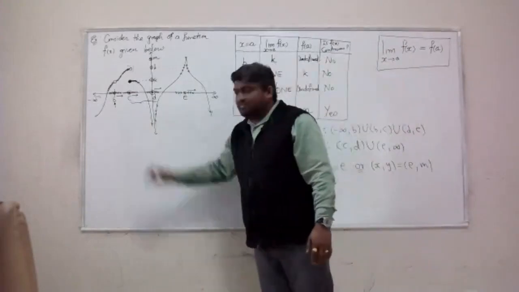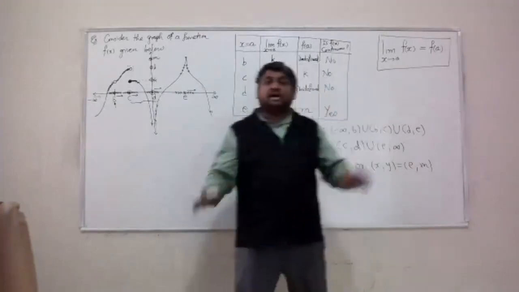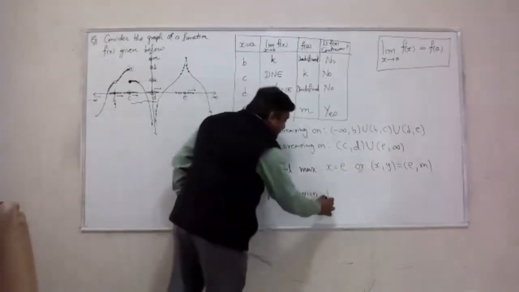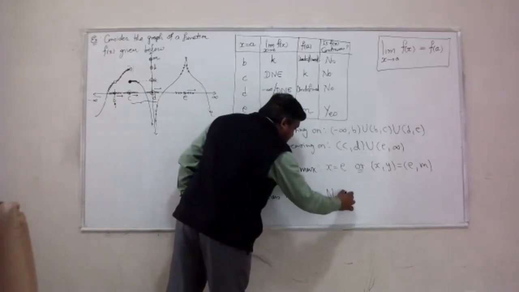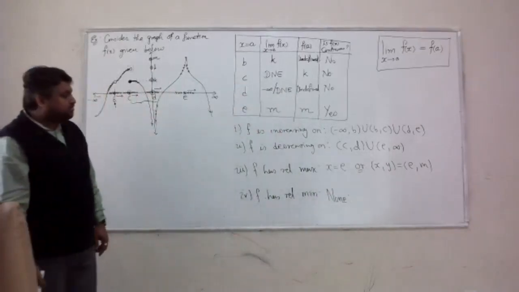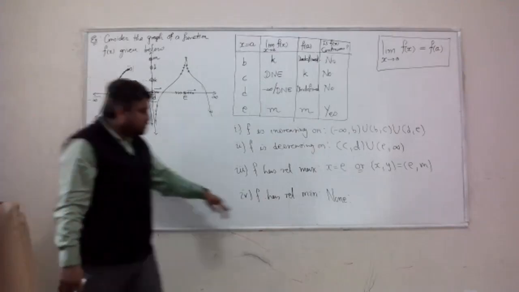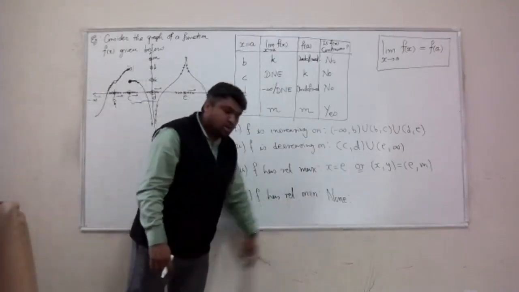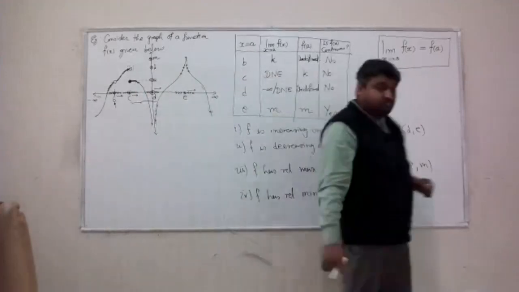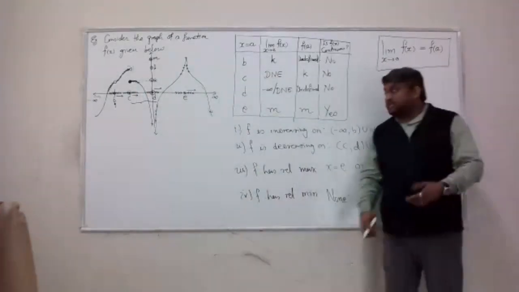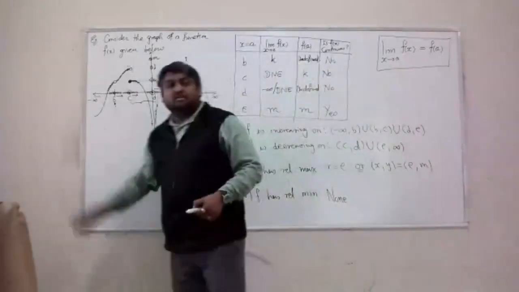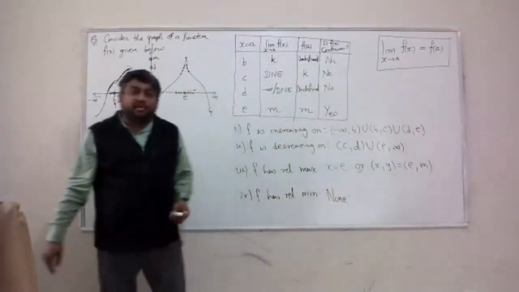Being infinity, negative infinity, they can qualify as local minimum. So I would simply say that there is no local maximum or local minimum. Sorry, there is no relative minimum or local minimum for this particular function. All right. Once again, understand that all these questions can be answered by just reading the graph carefully.